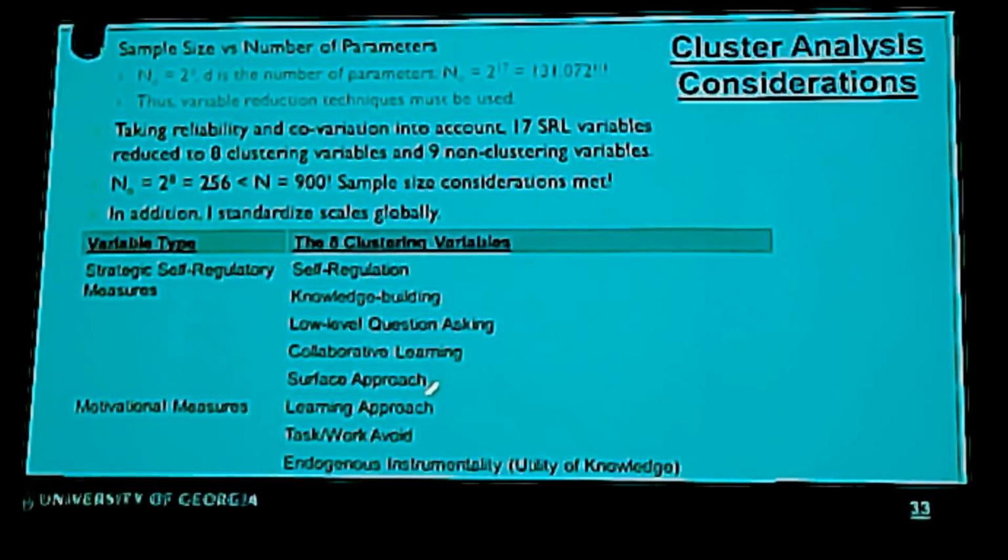And so these are the list of the 8 variables that we clustered on, which I can talk about in more depth later if you'd like to know. So where does that leave us? We run this analysis. We do the model-based cluster analysis on these 900 students and let's see what we get.